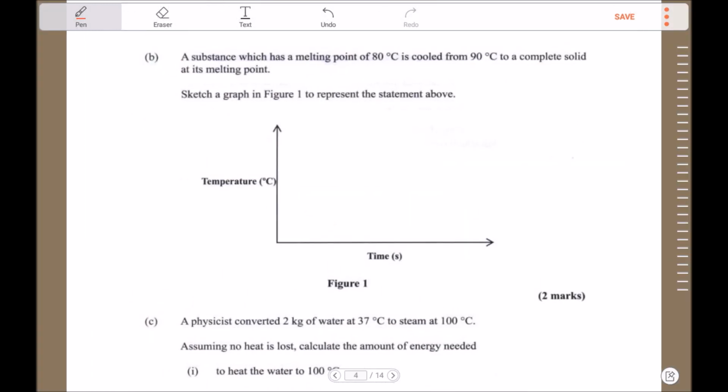A substance which has a melting point of 80 degrees Celsius is cooled from 90 degrees to a complete solid at its melting point. Sketch a graph in figure 1 to represent the statement above. Alright, so we have temperature versus time. So let's just put in our 90 degrees there and start 80 here. So it's cooling. So we're starting at 90 and we're cooling to 80 as a complete solid. Simple 2 marks.